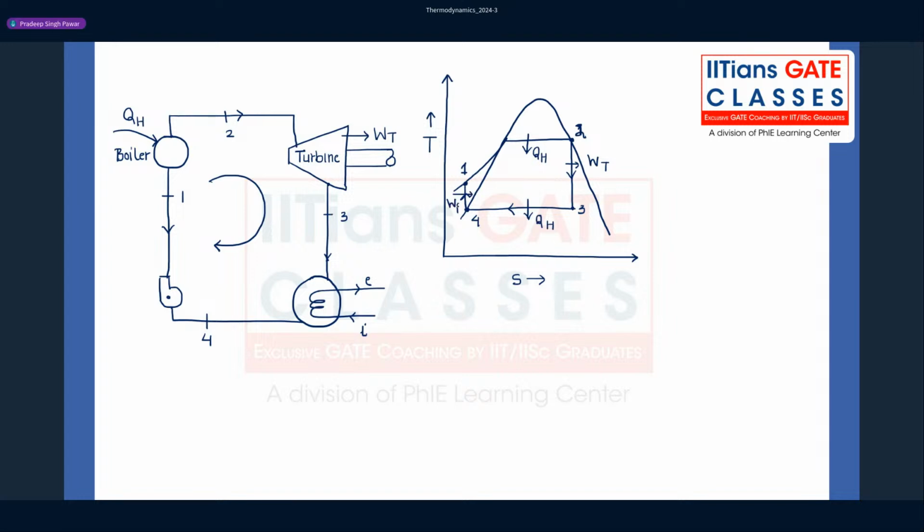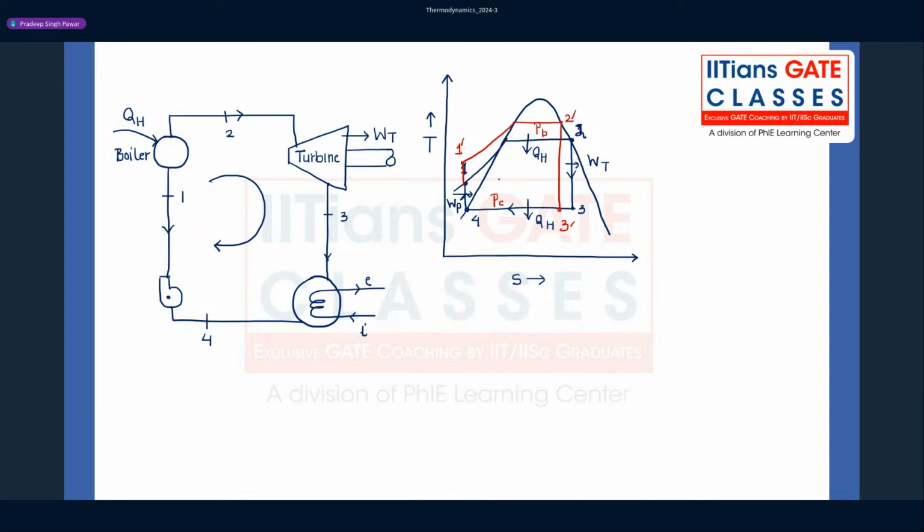Now what we have to do, the option which we said false, let's try to understand. So this pressure here is the condenser pressure. This is our boiler pressure. Now we will draw the cycle again. In that cycle we will increase the boiler pressure. So let's say the new cycle is this. So this is 1 dash, this is 2 dash, and this is 3 dash. Okay.